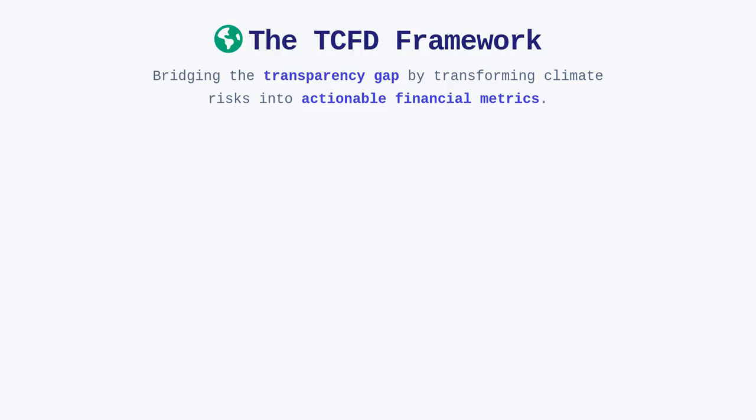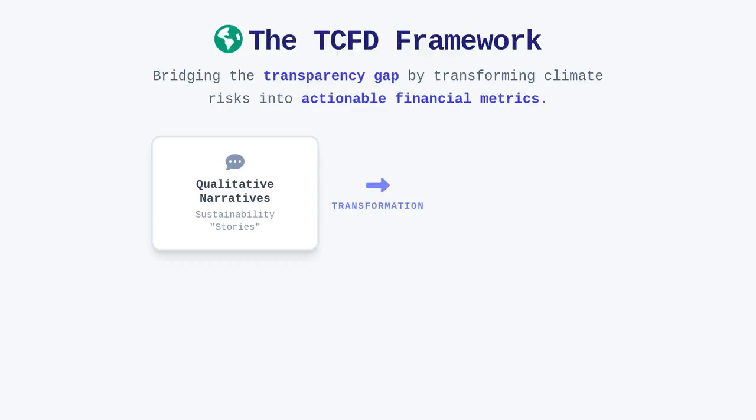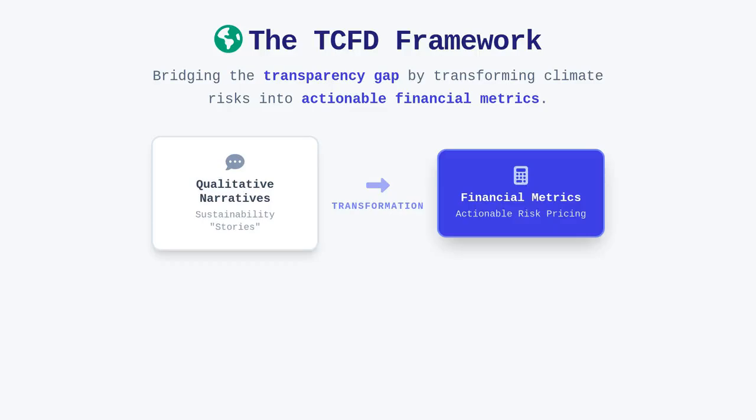The TCFD was established to address a systemic transparency gap, where investors lacked consistent data to price climate-related risks correctly. By providing a structured approach, it creates a common language for disclosures that moves beyond qualitative sustainability narratives into actionable financial metrics. We observe that this framework is increasingly becoming the bedrock for mandatory reporting regimes across major jurisdictions, meaning its importance for both public and private entities is absolute.